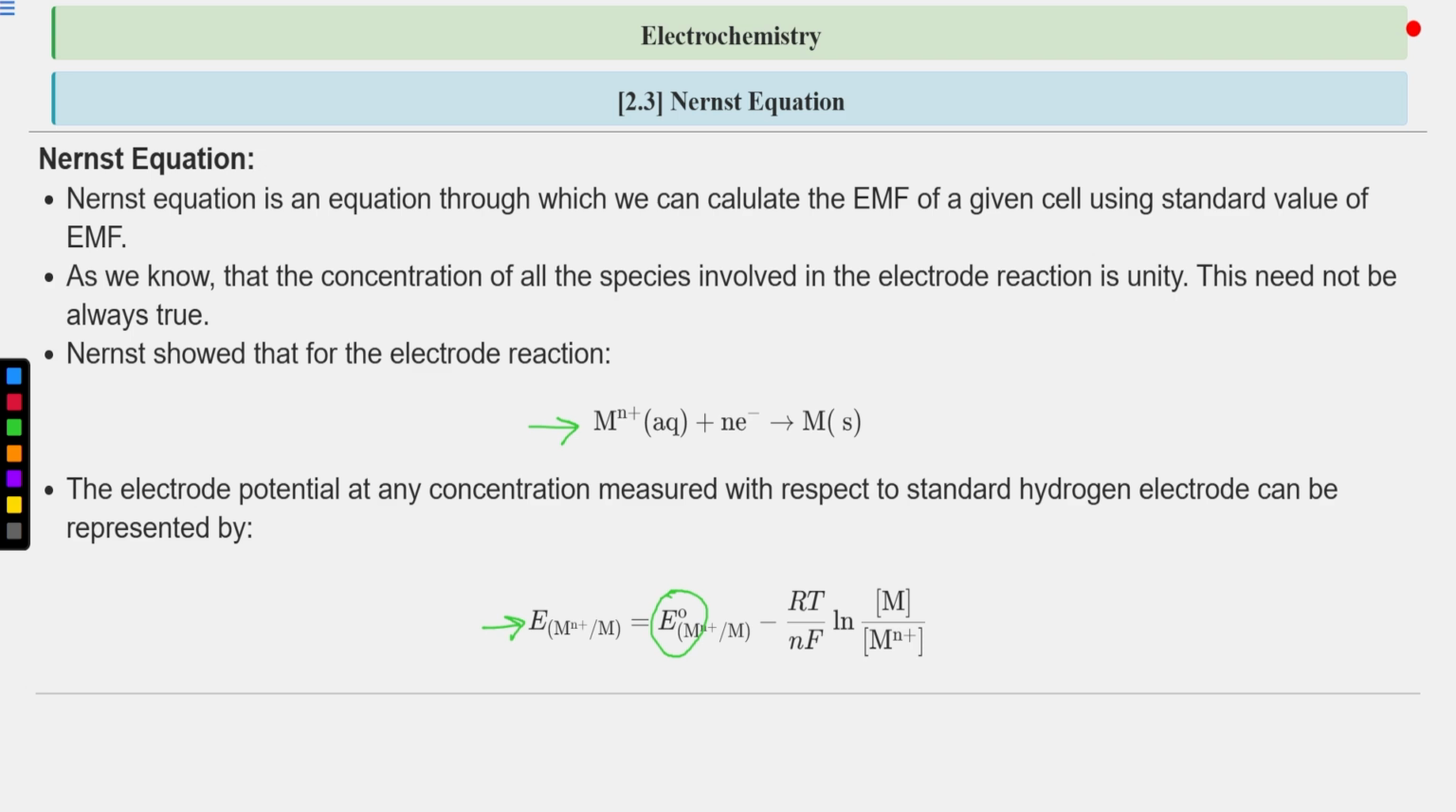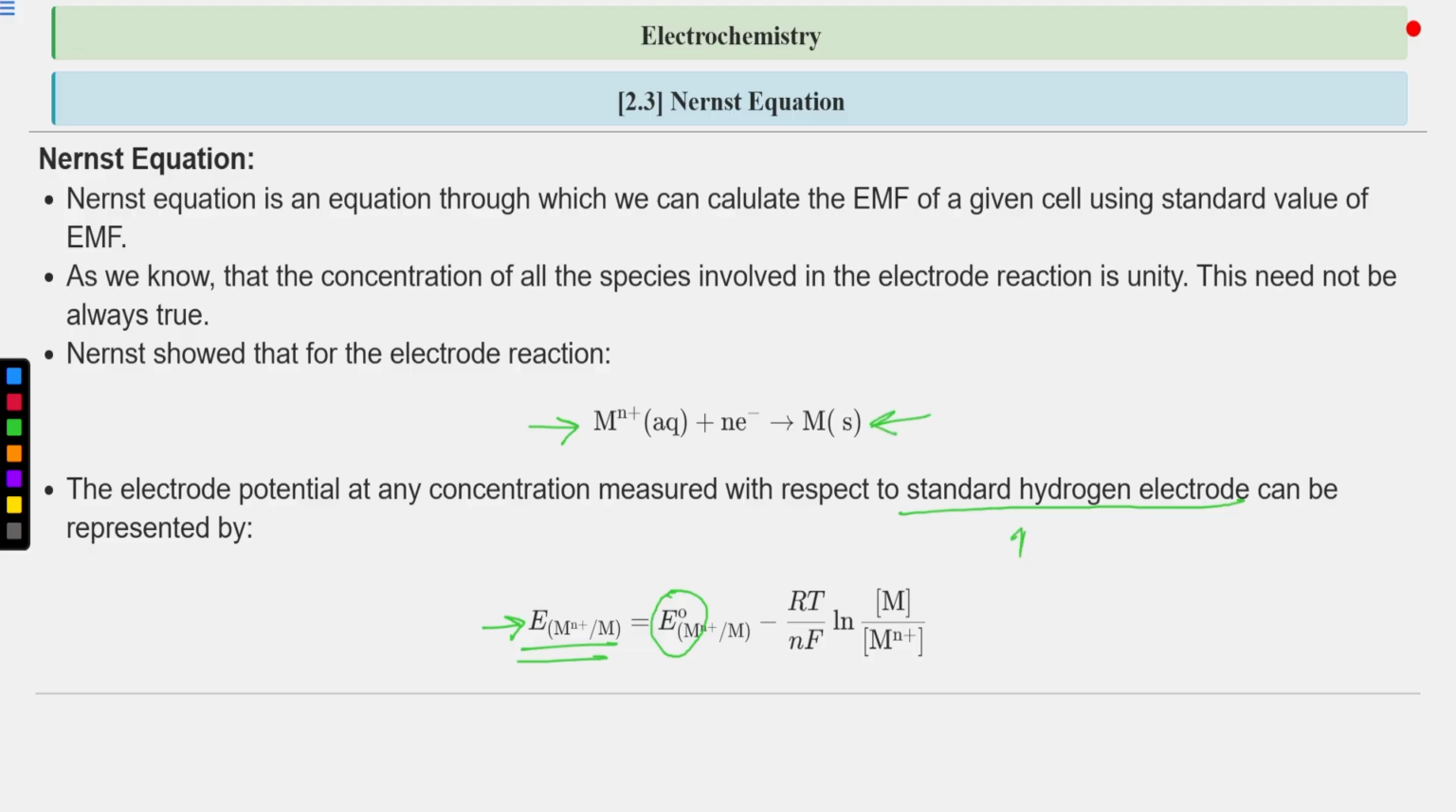Okay, now if you see this equation we just wrote here, E naught represents the standard electrode potential for this electrode reaction of metal M, which is reducing because it is gaining electrons, becoming the metal in the solid state. And this E we are writing here is the EMF or the electrode potential of the whole cell which we are using here. And the half cell we are taking as the standard hydrogen electrode other than this electrode reaction.